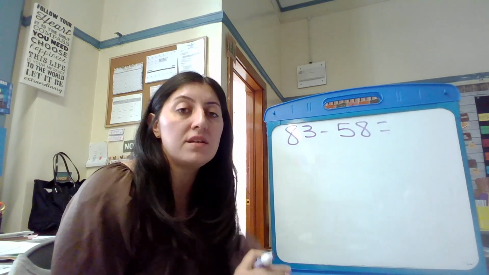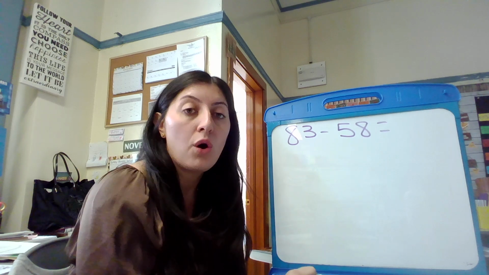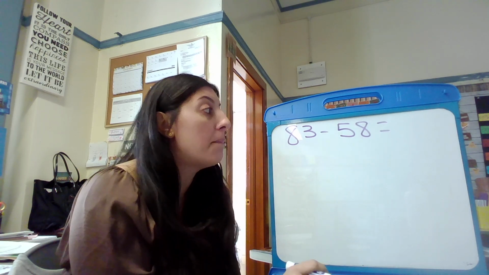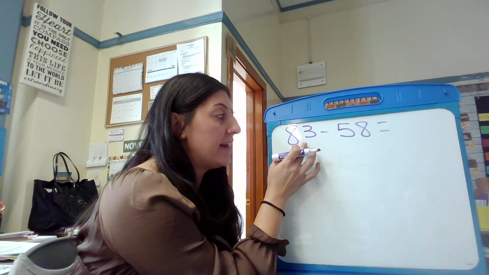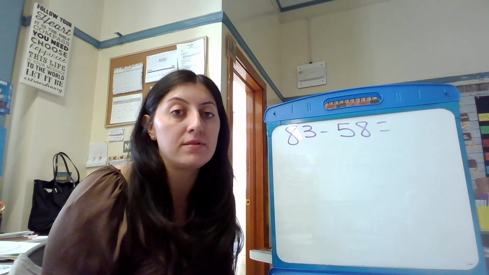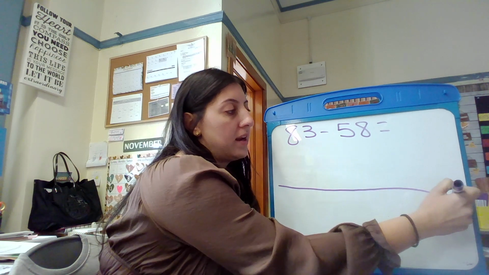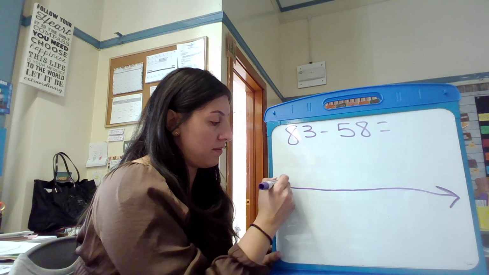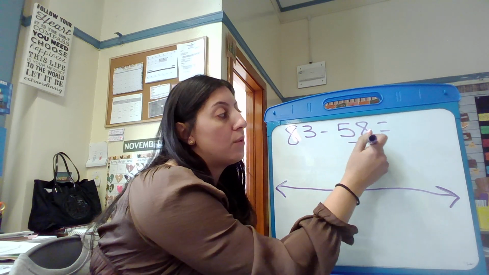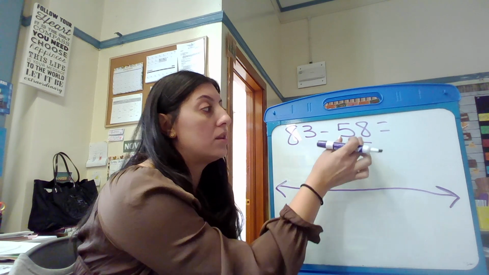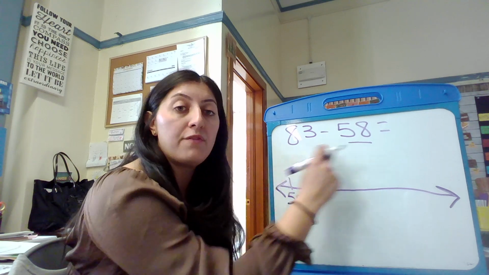Okay, we need to find the difference between these two numbers. Or we're really trying to find out how many numbers are between 58 and 83. So when we are counting up on an open number line, we are going to draw our number line if it's not provided for you. And we are going to start with the lower number, the smaller number first. So that's the number we are jumping off from.